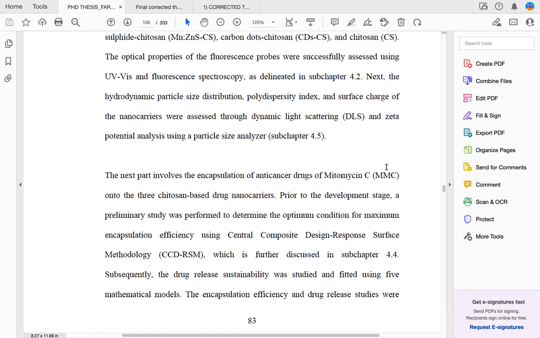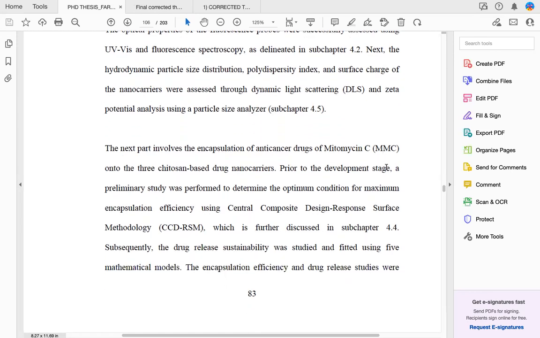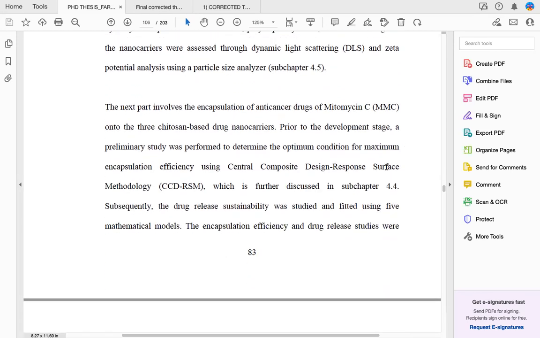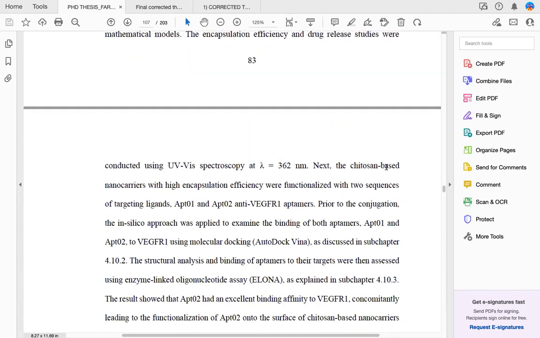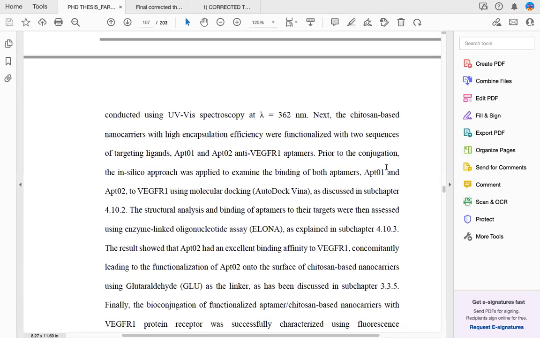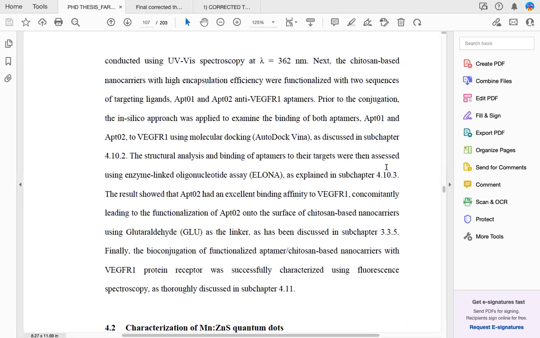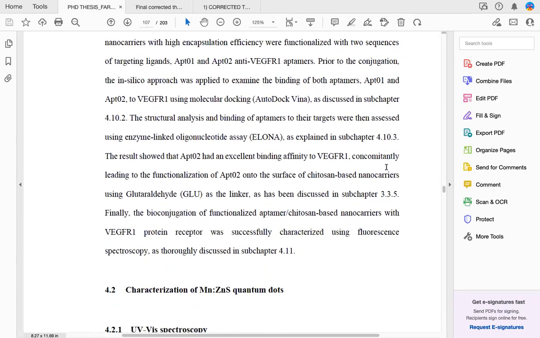Now part 2, I think, is more on the RSM, and part 3 is on the computational work, followed by the slow release.